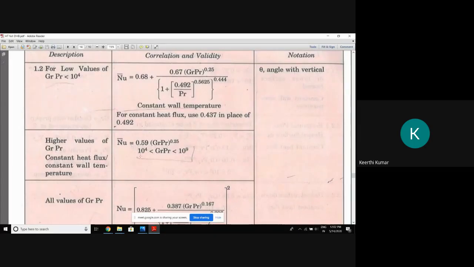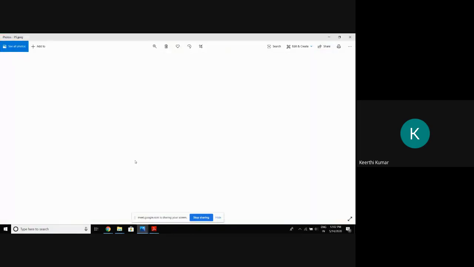Here you can see, in the range of 10 to the power of 4 to 10 to the power of 9, GrPr is there. We will use this equation, 0.59 (GrPr) to the power of 0.25. Same equation I used here. You can see.